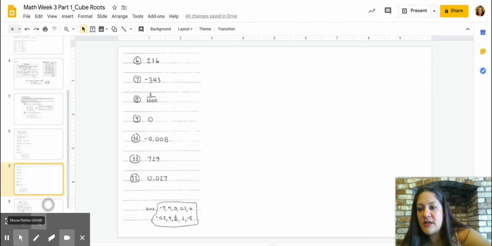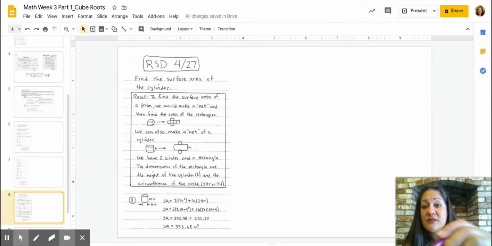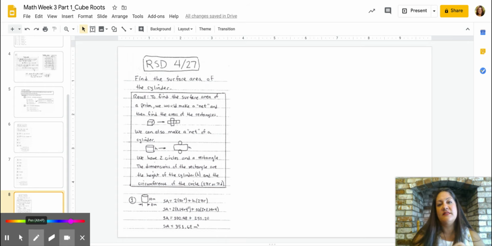Oh, there we go. So we get to do cylinders. I actually really like these problems to find volume. It goes with the cube root. It's kind of neat because we can talk about surface area, which is the outside, or volume, which is how much it holds on the inside.